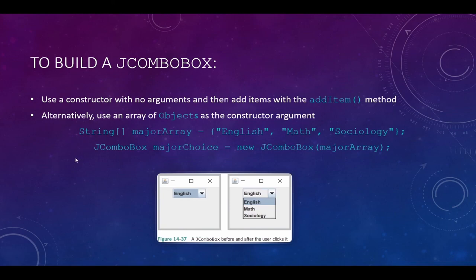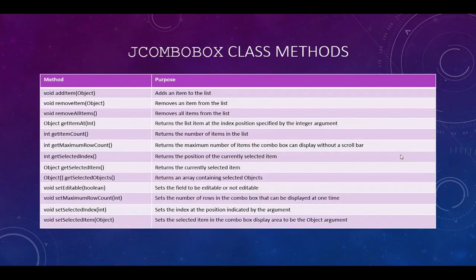So what you can do is JComboBox equals new JComboBox with no arguments, and then do majorChoice.addItem English, addItem math, addItem sociology. The other way to do it is to use an array of objects with your constructor. So if I make an array of strings of the different choices that I want, I can then create the JComboBox sending it the array, and it will create an item for English, one for math, one for sociology.